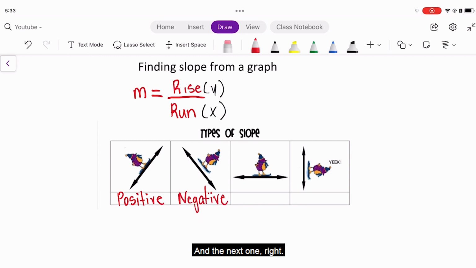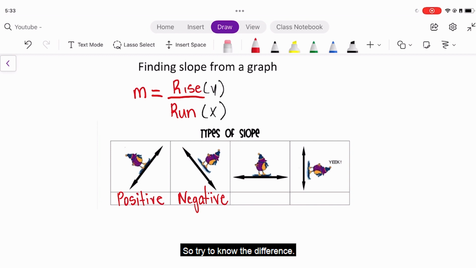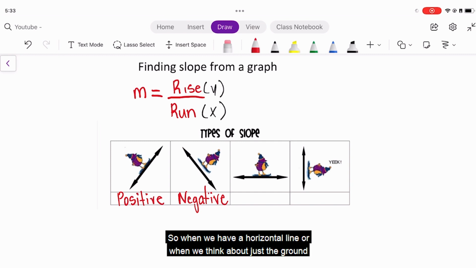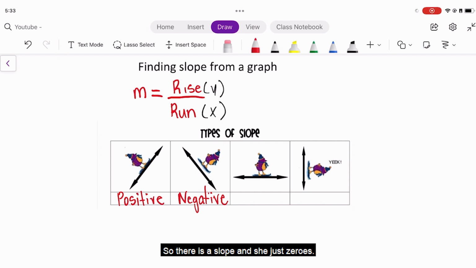And the next one, right, and these 2 next ones, they're easy to get mixed in with each other. So try to know the difference, right? So when we have a horizontal line, or when we think about just the ground that we walk on, all horizontal lines have a slope of 0. All right, so there is a slope, it's just 0. So remember, horizontal line, there is a slope, it's just 0.